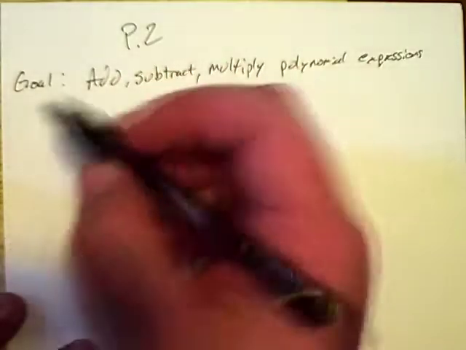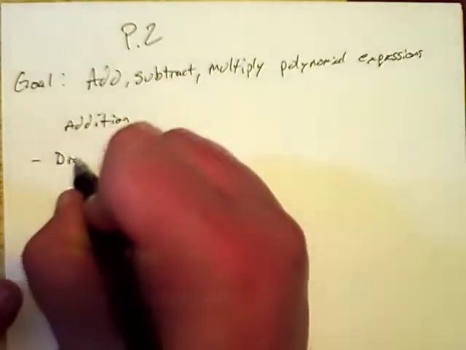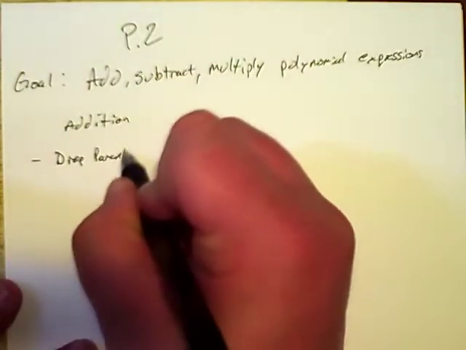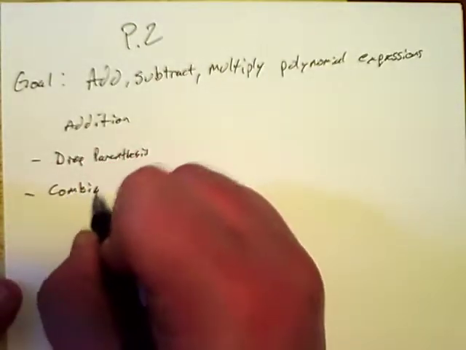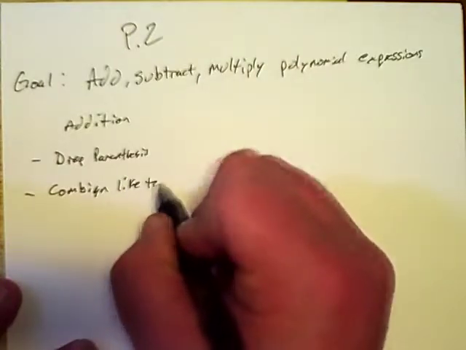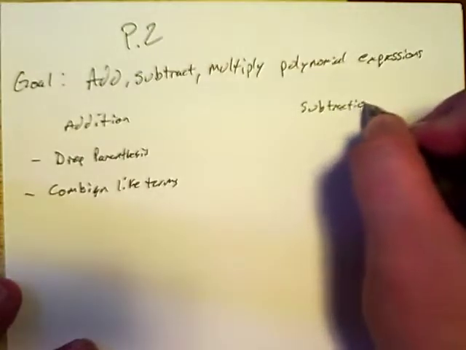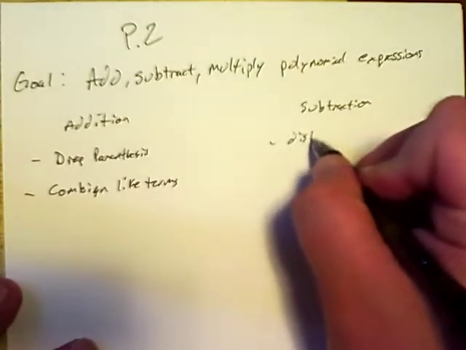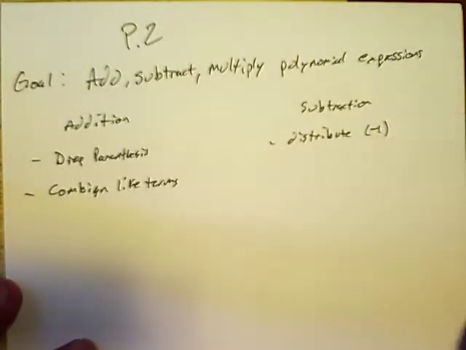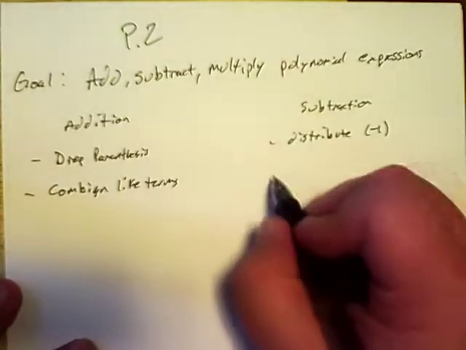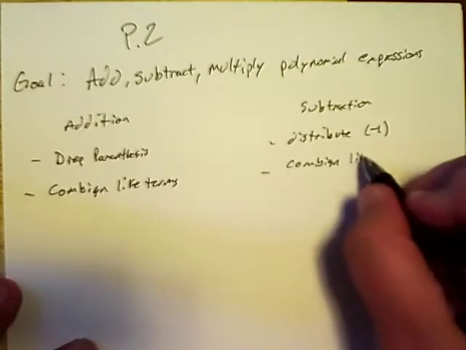So, when it comes to addition, we're going to drop parentheses, and you'll understand what I mean here in a second, and combine like terms. When it comes to subtraction, we're going to distribute the negative 1, alright, so that's negative 1 in there, and then combine like terms.